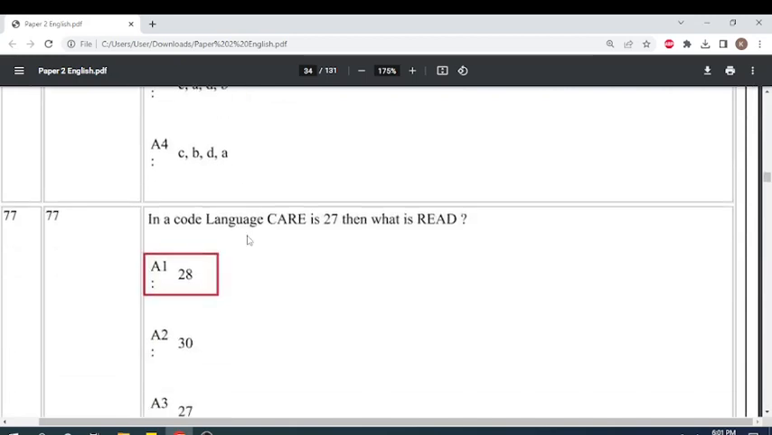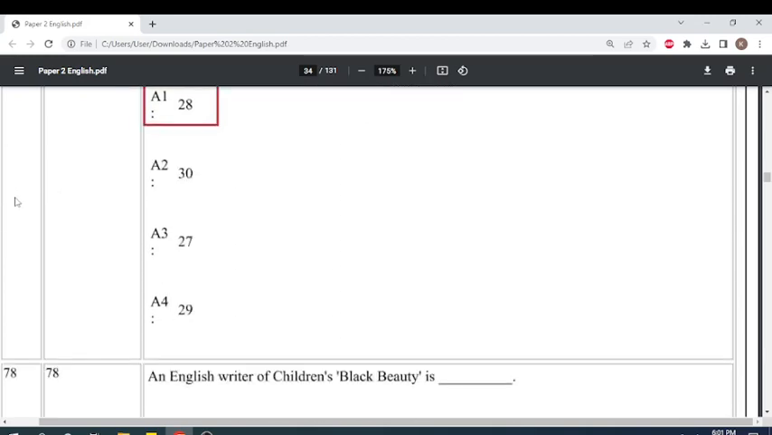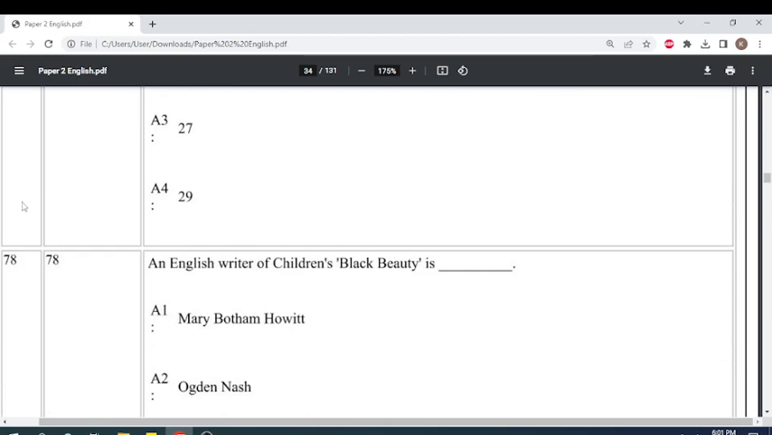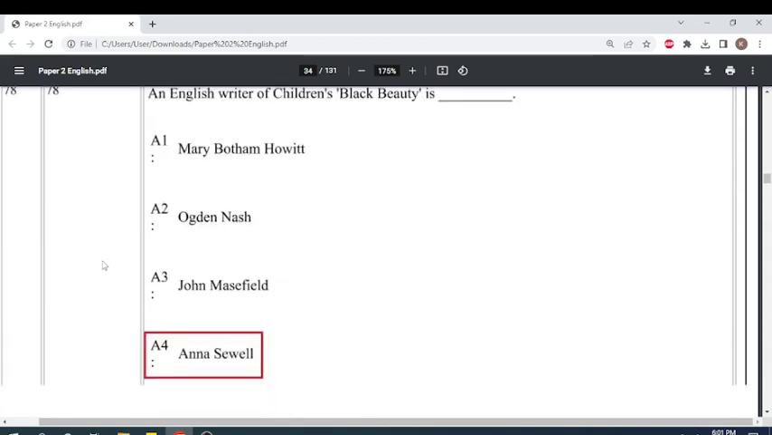77. In a code language, CHAR is 27. Then what is READ? Answer A1, 28. 78. An English writer of children's book Black Beauty is? Answer A4, Anna Sewell.